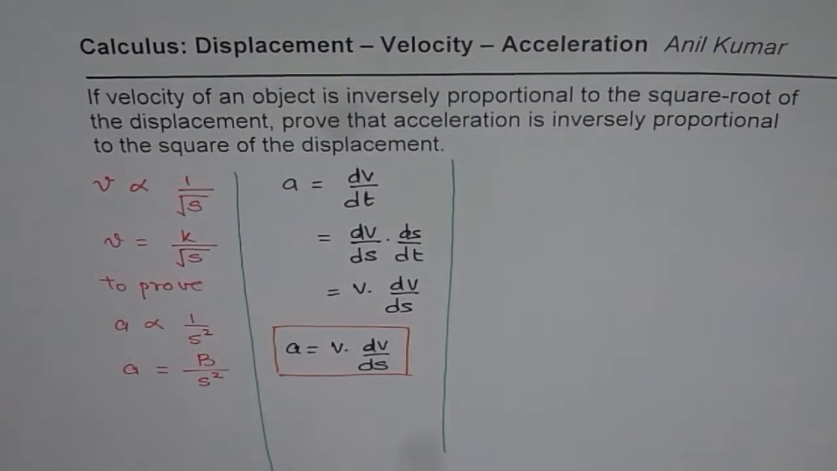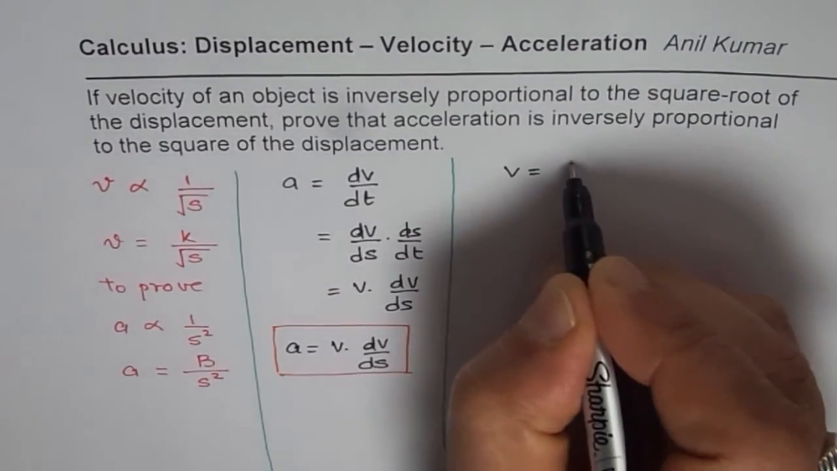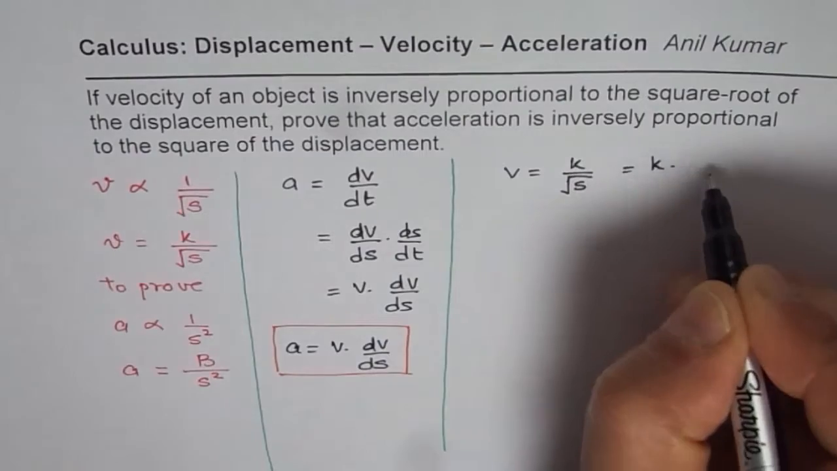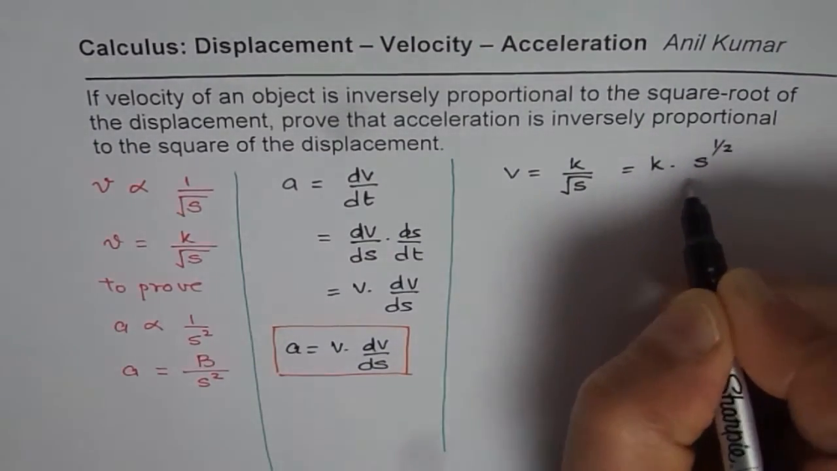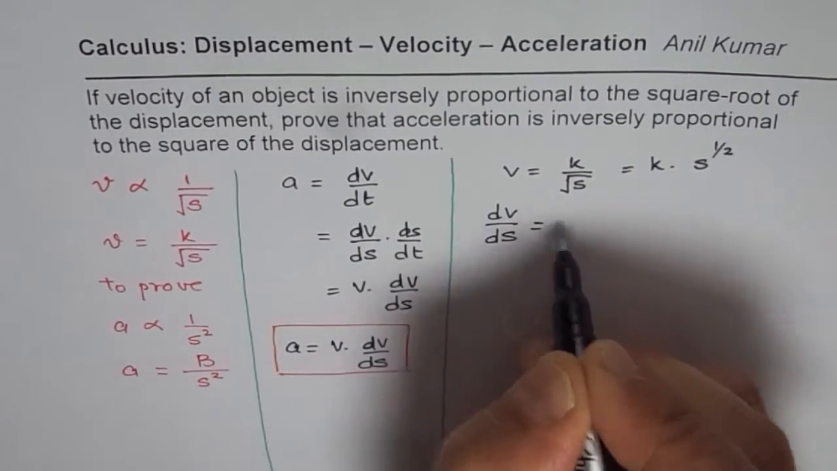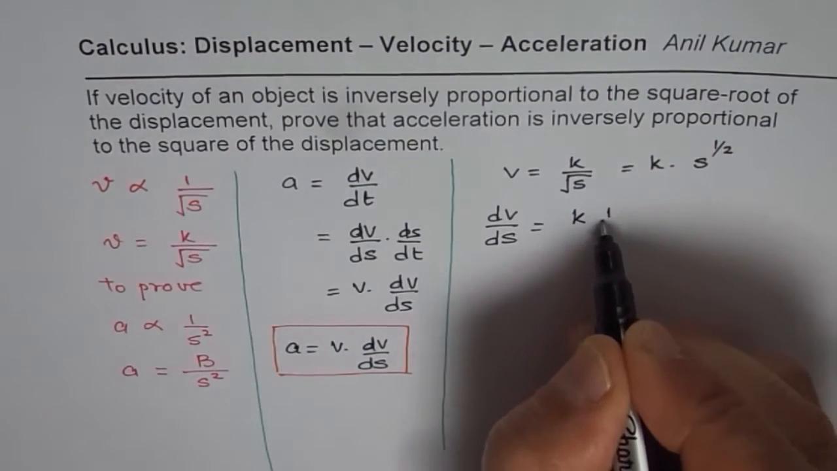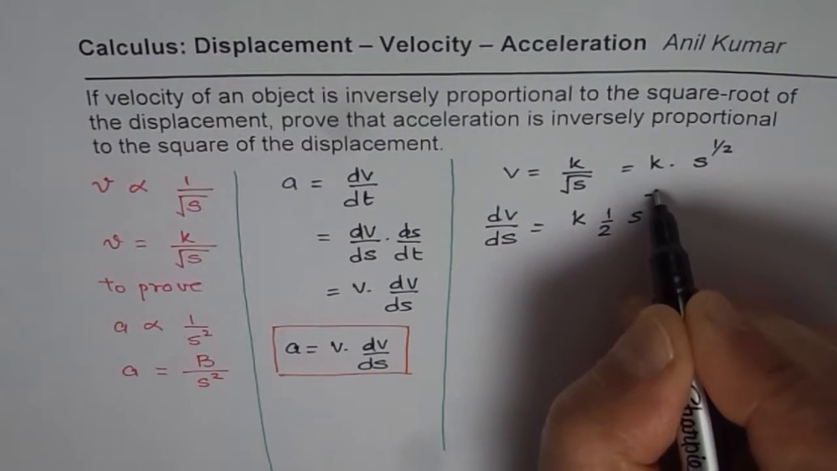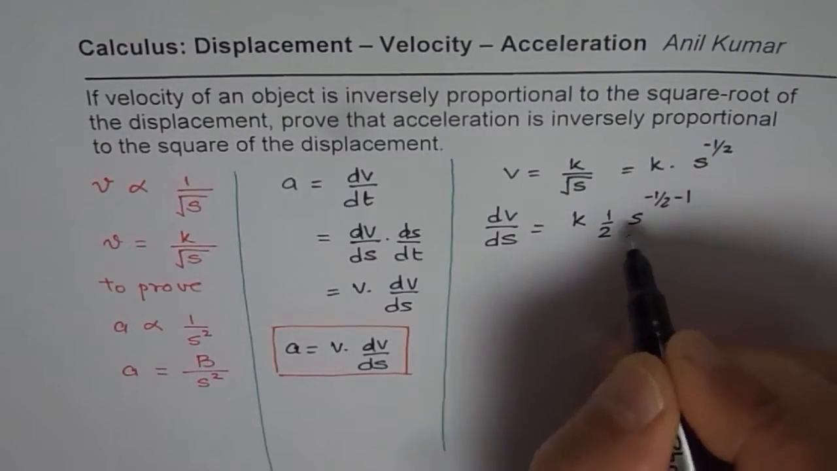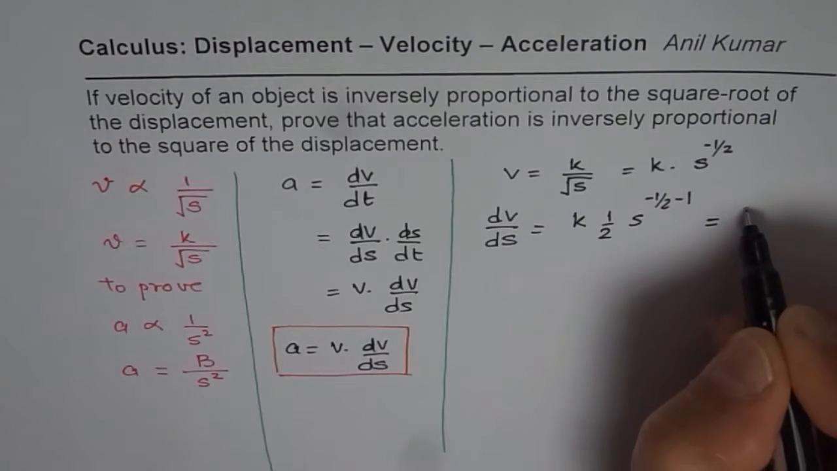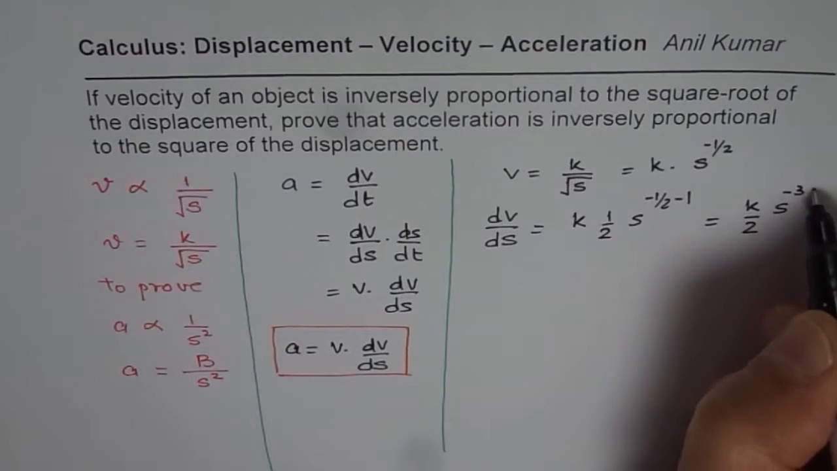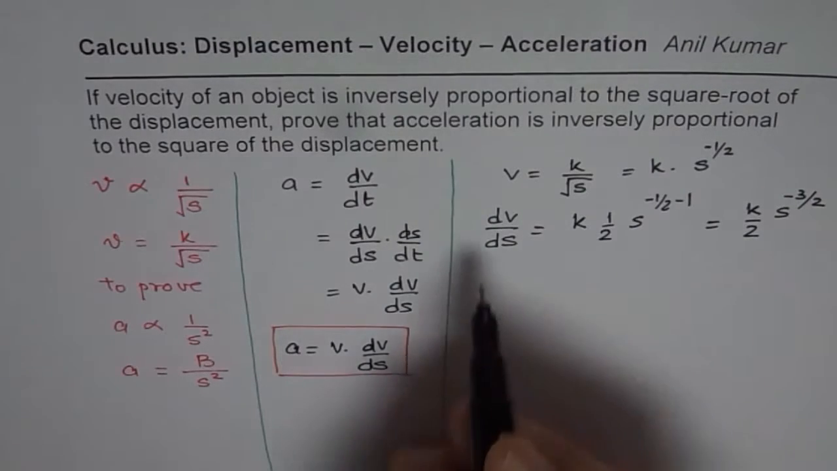Now we know that velocity is k over square root of s, right? Which you could also write as k times s to the power of minus half. Sometimes to help you find the derivative, we could write this as a product, right? Now what is dv ds? dv ds in this case will be k, which is a constant, times minus half s to the power of minus half minus 1, right? I'm sorry, I should have written minus half here. So minus half minus 1, right? So that gives you k over 2, s to the power of minus 3 over 2, right? So that is what dv ds is.